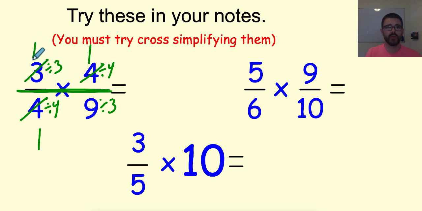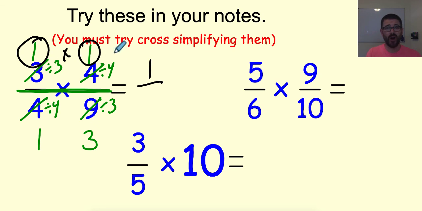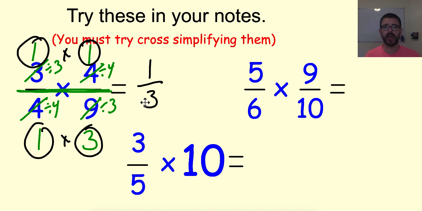3 divided by 3 is 1. 9 divided by 3 is 3. I always like to write my new numbers off from those numbers, just so I can clearly see what's left over. 1 times 1 is 1. Whenever I get to all ones in either the numerator or denominator, I know I've gone as far as I can go, because I can't divide a 1 into something smaller. 1 times 3 is 3, and I get an answer of 1/3.